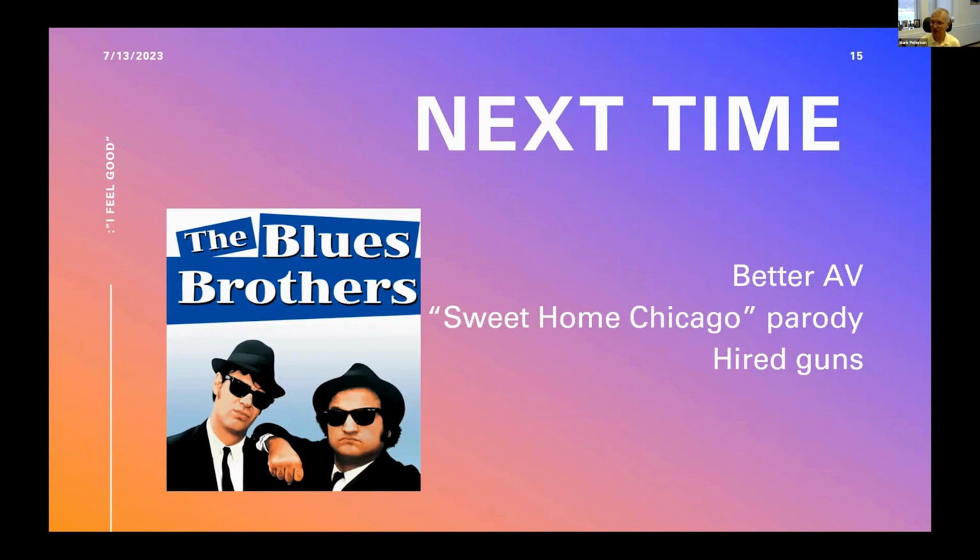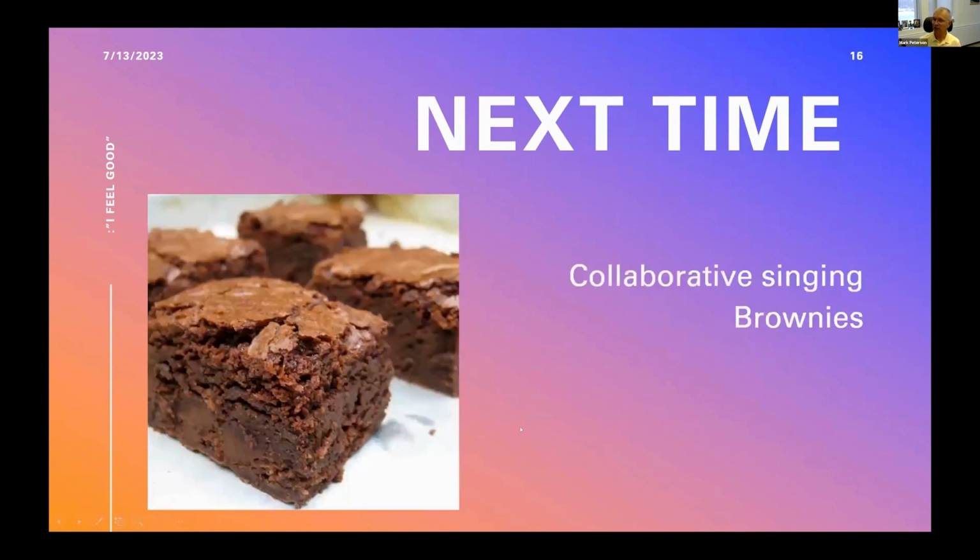But also I'm realizing that Sweet Home Chicago from the Blues Brothers is in a different key. It's easier to sing. I think we can get people singing on that. I can also have hired guns. There's an a cappella group on campus, students for $100. I know they'll come to the atrium and either sing with me or sing alone, and I'll sound much better when I do that. So a small investment.